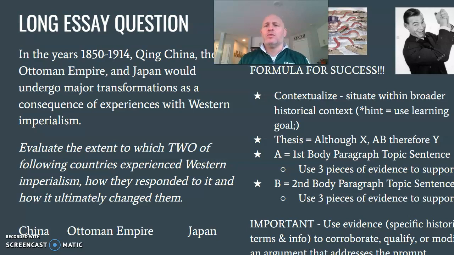Now, your 3 pieces of evidence, that's where you go to your terms. That's where you go to data and numbers. And so that's what I'm going to be looking at this time around. I'm going to be looking at, do you have evidence? Specific historical evidence. This is where the knowledge of your historical terms and the deep well of knowledge comes in handy. And it says, use specific historical terms to corroborate, qualify, or modify an argument that addresses the prompt.